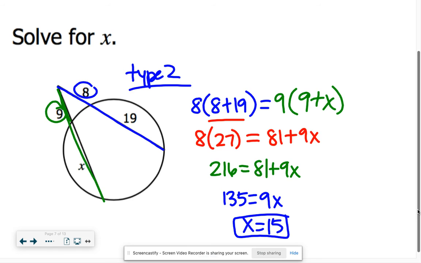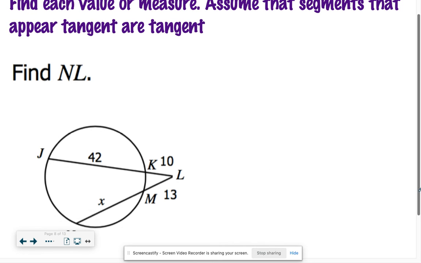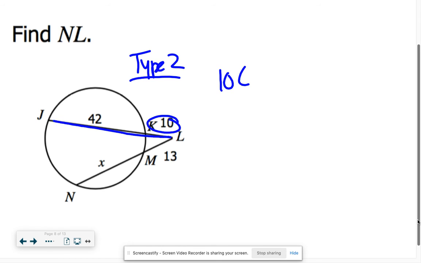All right, let's try another one of those type 2. Again, we have two secants intersecting on the outside of our circle. So same process we just did. You're going to take the chunk on the outside, 10, times the length of the whole thing, so 10 plus 42. Set that equal to, now do the other one, chunk on the outside, 13, times the length of the whole thing, so 13 plus x.